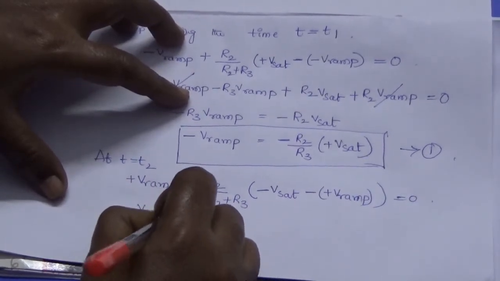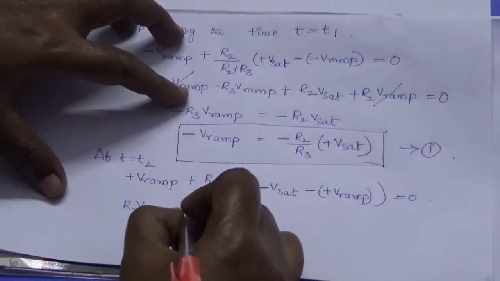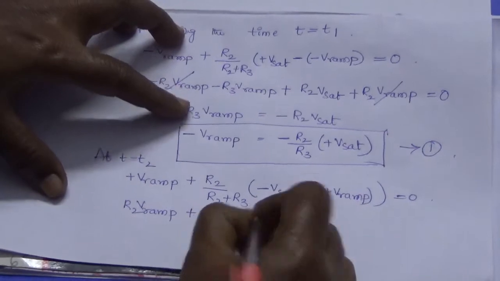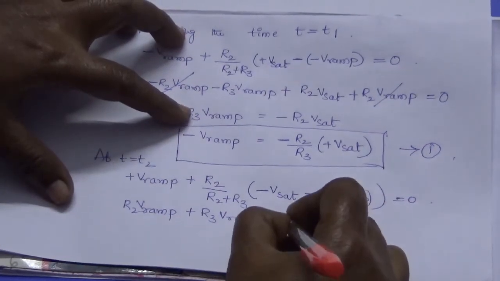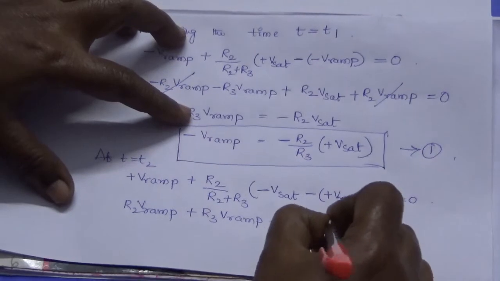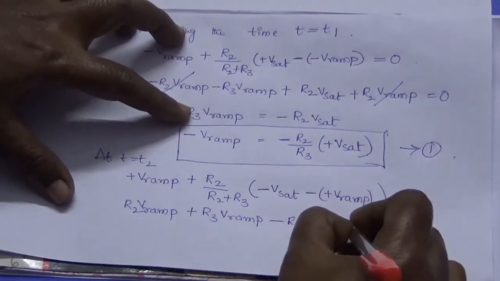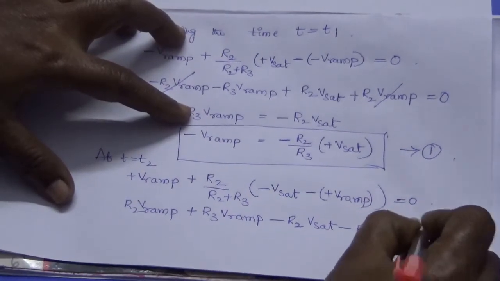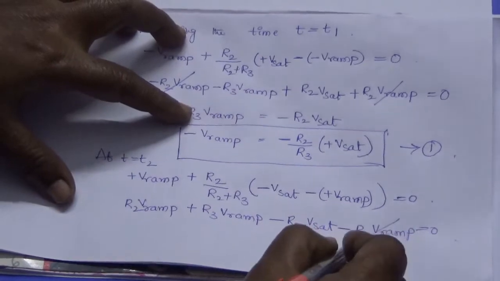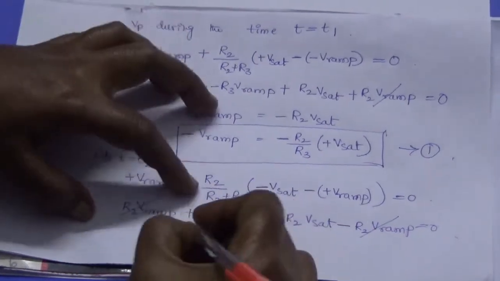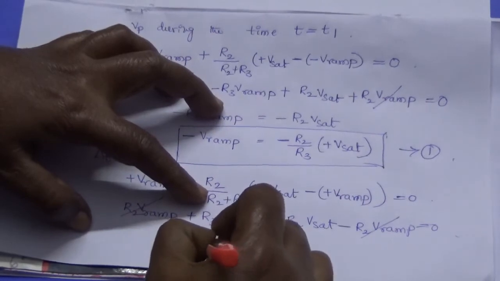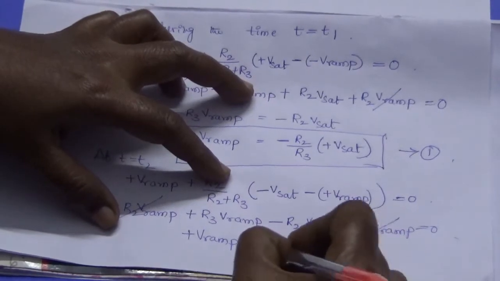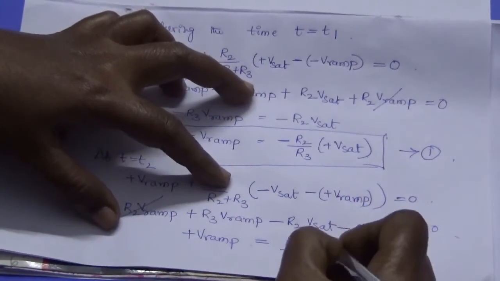R2 plus R3 Vramp minus R2 Vsat, then minus R2 Vramp equal to 0. So R2 Vramp cancels. So plus Vramp is going to be R2 by R3 Vsat.